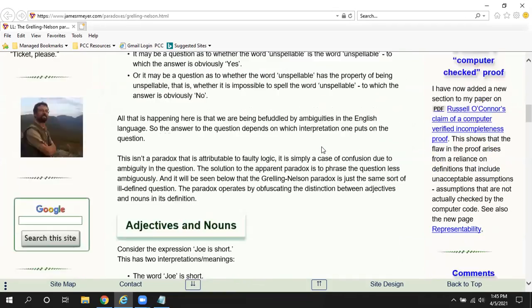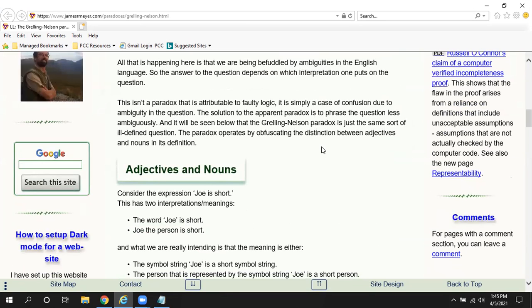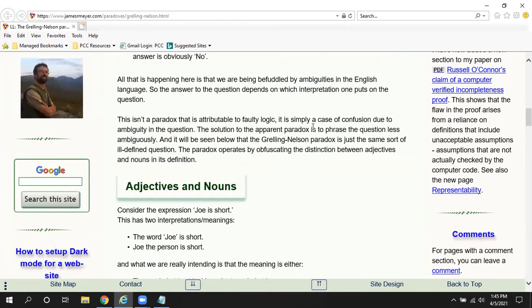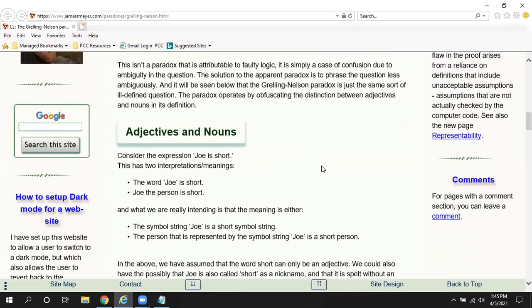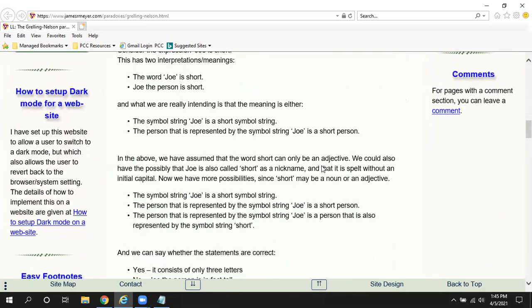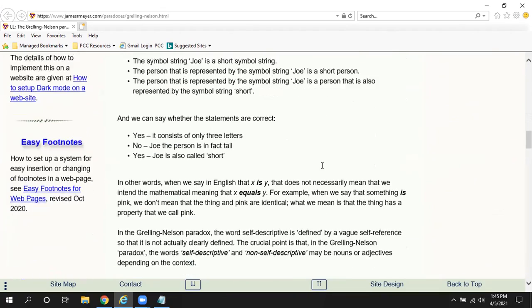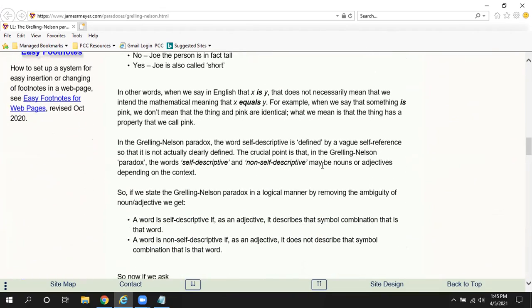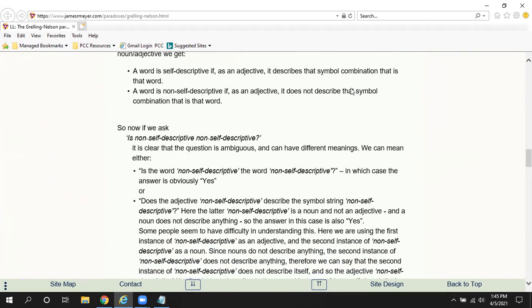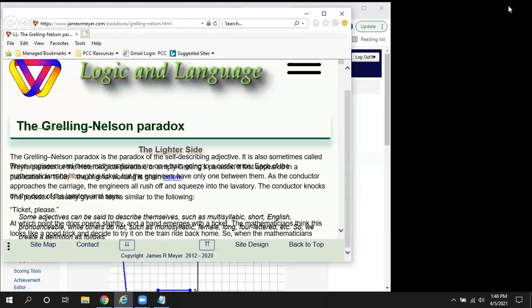So in that case, yeah, we're being befuddled by ambiguities in the English language. I agree. It's the difference between the collection of letters that comprise a word and the meaning that comprises a word. And so the argument here is that the Grelling-Nelson paradox falls victim to that same distinction and in that way is no longer a paradox. Is that right? I'm just trying to go fast here so we don't spend too much time. But it seems like that's the idea. Do I have it? Pretty much. Okay.